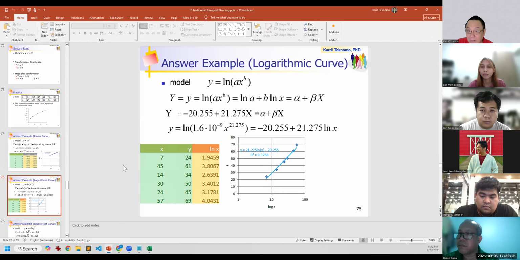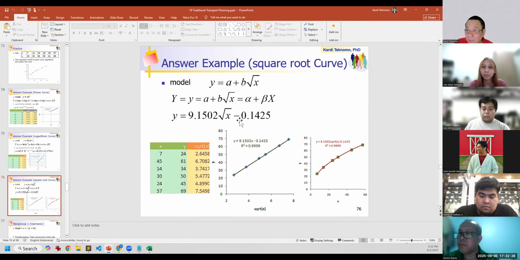Next one. How about if our model is actually square root like this? If your model is square root, again you can transform: the y is still the same y, but the x now becomes square root of x. So in that case, you create the square root here, and then you get the slope from y and the square root of x. In this case, alpha is equal to A, beta is equal to B. So this is easy.